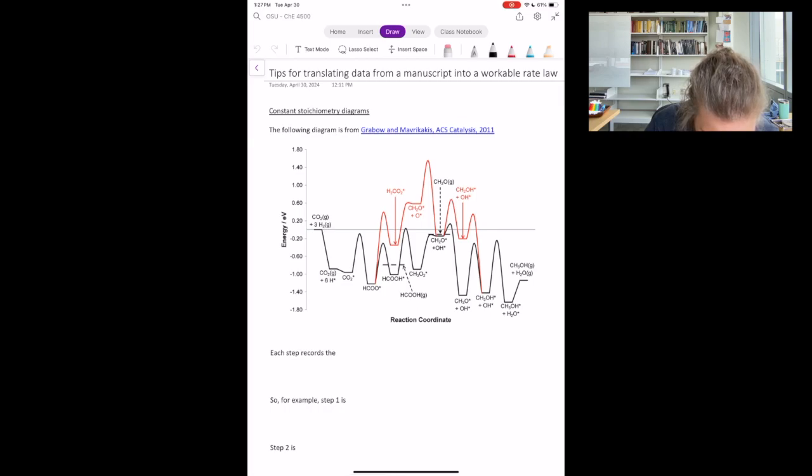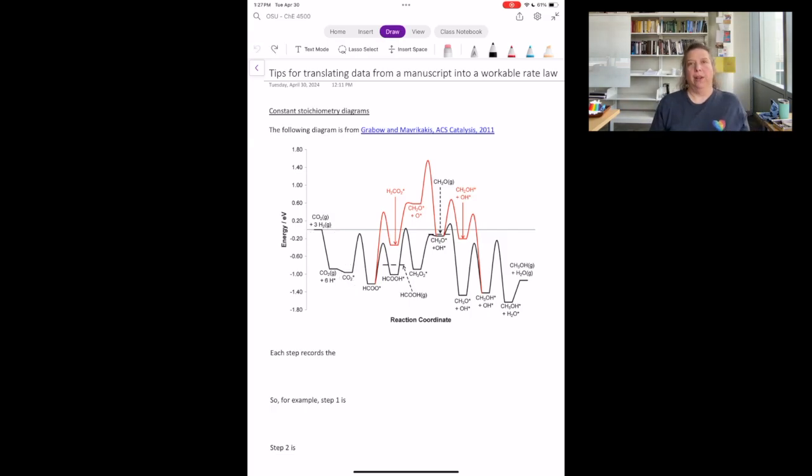So looking here at the different locations, here I have CO2 gas plus 3 hydrogen gas. That's going to be my reference point. Its energy is 0. If I go here, I have CO2 gas plus 6 adsorbed hydrogen atoms. If I go here, I have an adsorbed CO2. So I can use this to get all sorts of information.